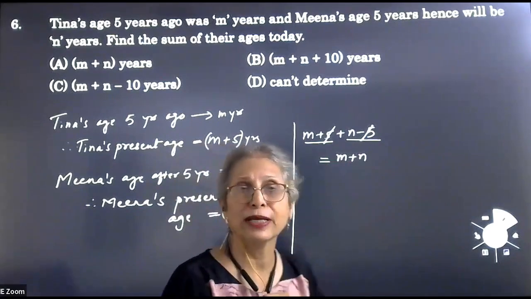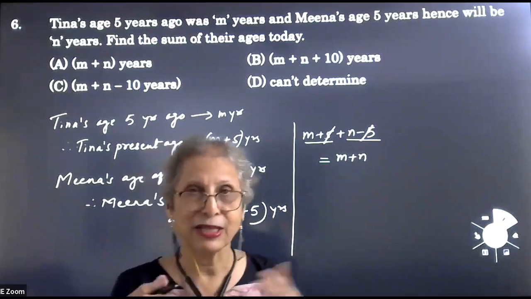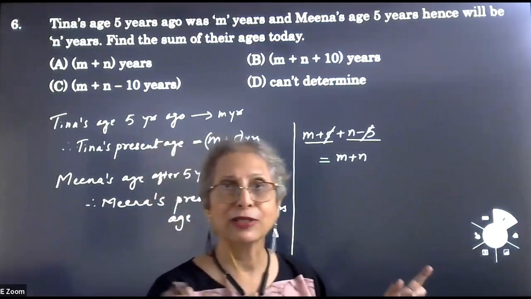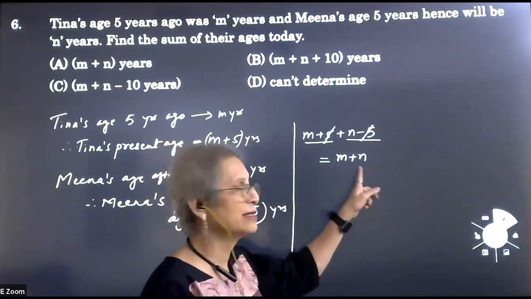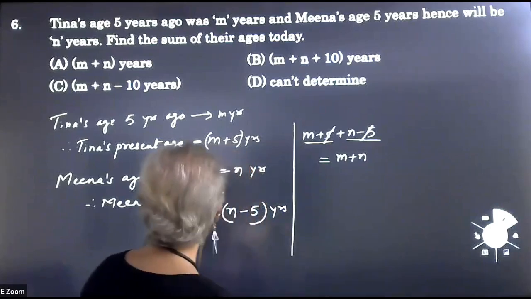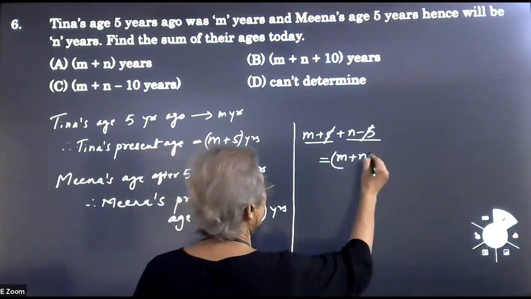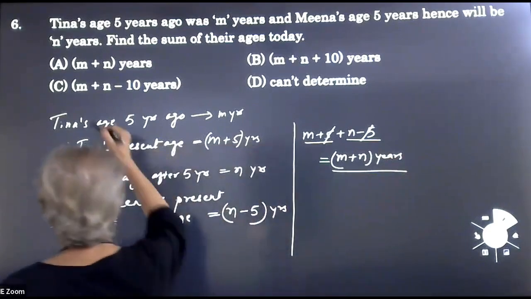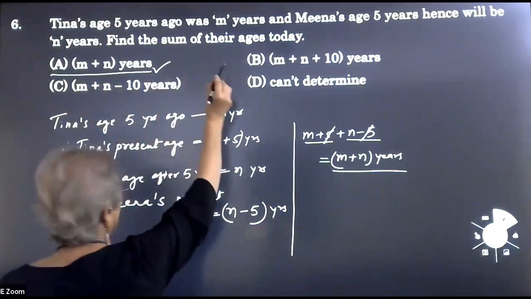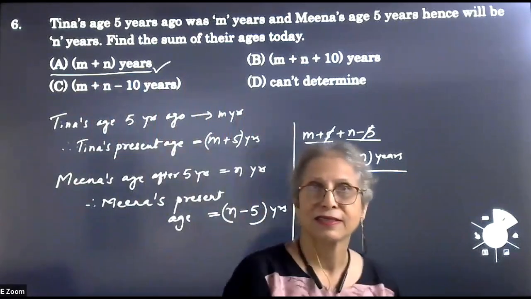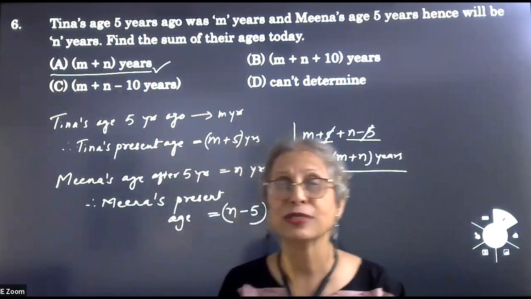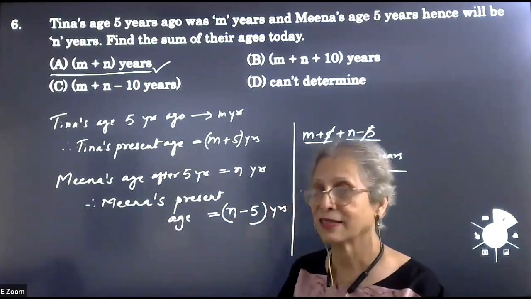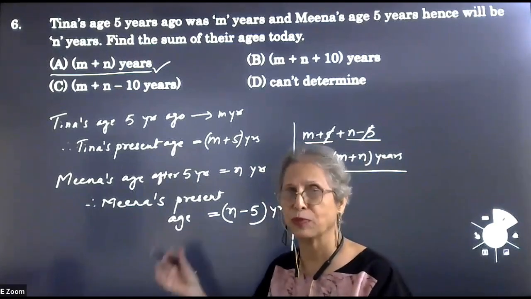These two cannot be added together, right? We cannot say MN. The meaning of MN is M into N. We are not multiplying them together. So it is just M plus N years. Yes, years is important. And therefore the option is A. So this is how we are using letters in our mathematics. That is what algebra is. In higher classes, you are going to learn more about this.